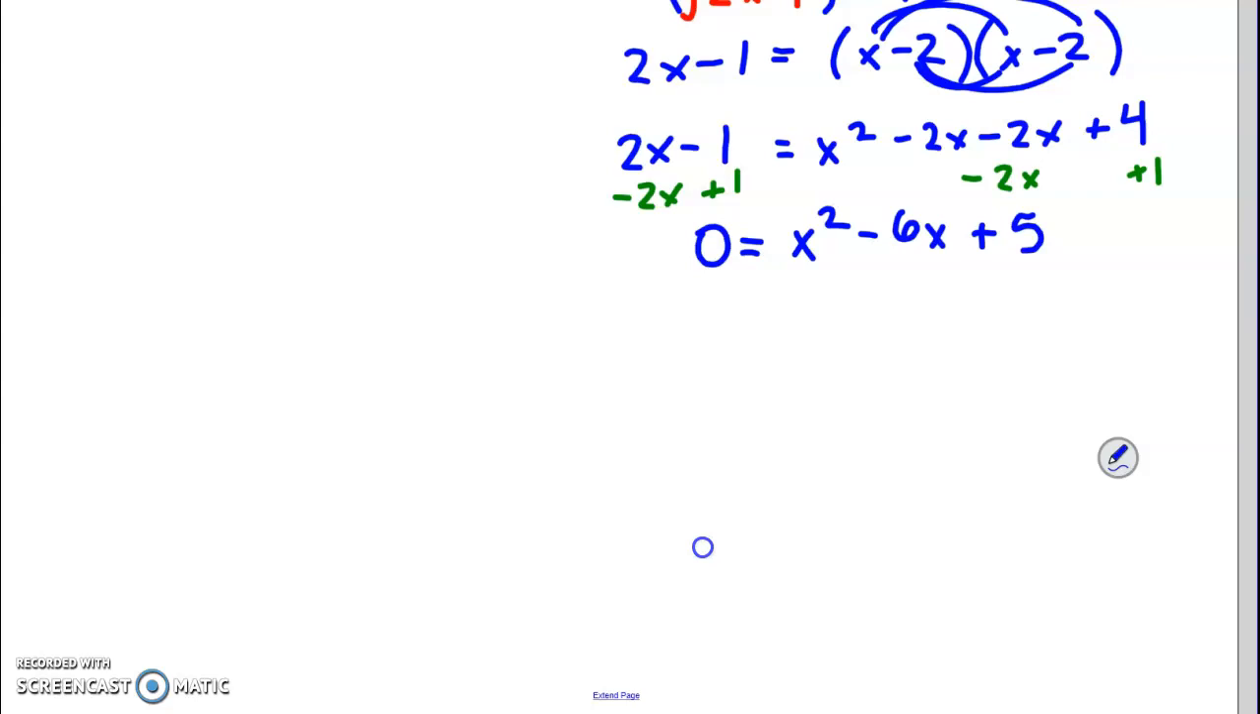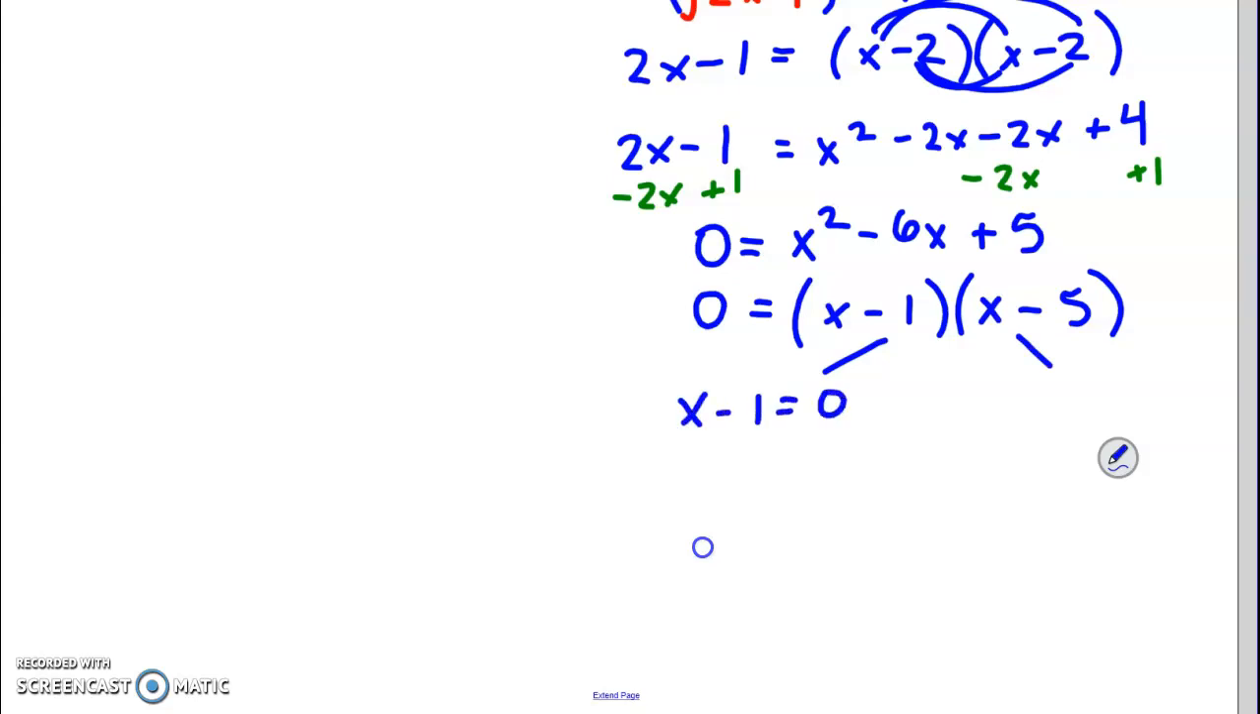So we think what two numbers add to get negative 6 and multiply to get positive 5. And right away we should see that x minus 1 and x minus 5 would give us negative 6 and multiply to get positive 5. Once it's factored, we set each factor equal to 0. So x minus 1 equals 0, or x minus 5 equals 0.